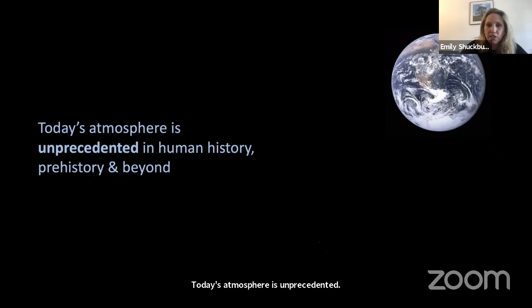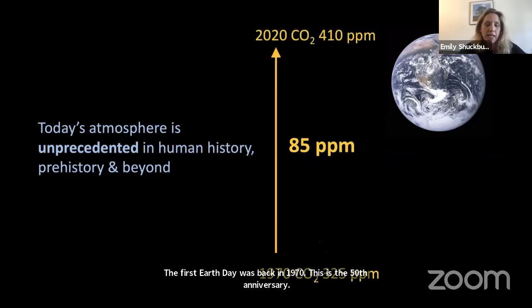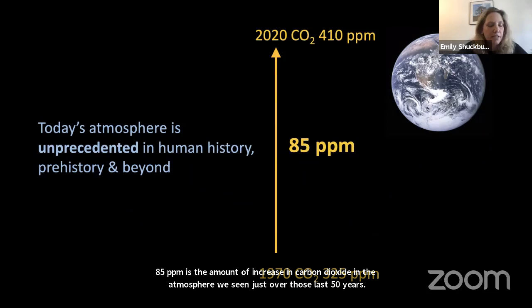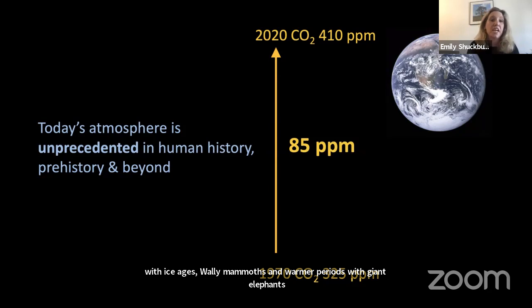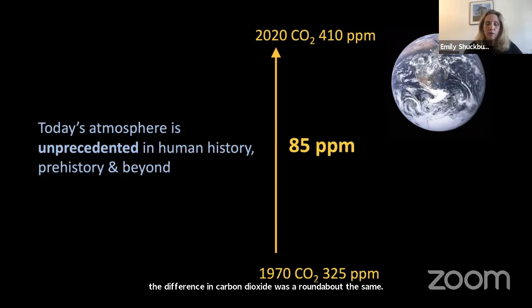Now, let's look at another number, 85 parts per million. Why do I put up the number 85 parts per million? Well, the first Earth Day was back in 1970. This is the 50th anniversary of Earth Day. And 85 parts per million is the amount of increase in carbon dioxide in the atmosphere that we've seen just over those last 50 years. As I described, between those very different periods of Earth's history, with those ice ages with woolly mammoths and the much warmer periods with giant elephants, just in the area outside Cambridge, the difference in carbon dioxide levels was not much more, around about 100 parts per million. So just in the last 50 years, we've almost seen as much change in carbon dioxide levels as between those two very different worlds.